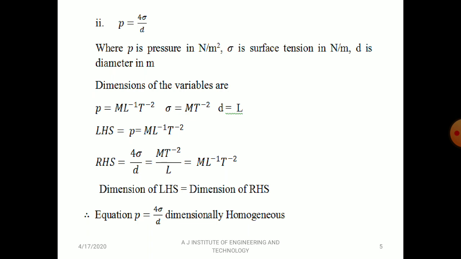Now let's write the RHS dimension. RHS equals 4 sigma by D, where 4 is a constant, so it has no unit or dimension and you can neglect it. The remaining dimensions we write for sigma and D. Sigma is m into t to the power minus 2, divided by L for D. So the overall dimension becomes m into L to the power minus 1 into t to the power minus 2. Therefore the dimension of LHS equals the dimension of RHS, that is m into L to the power minus 1 into t to the power minus 2. So the equation for pressure, P equals 4 sigma by D, is dimensionally homogeneous. That is the second problem.